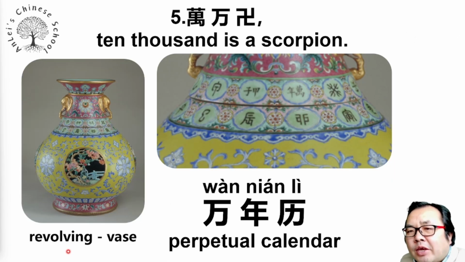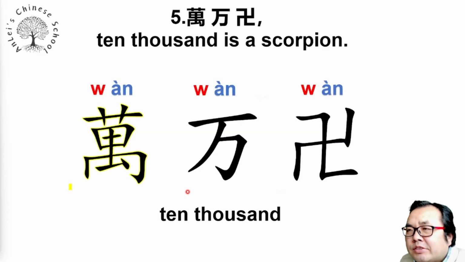You still remember this emperor's revolving vase? They use heavenly stems and earthly branches, make a combination to calculate the calendar. It's called a 万年历. Okay, and this is a 1000. Did you get it?